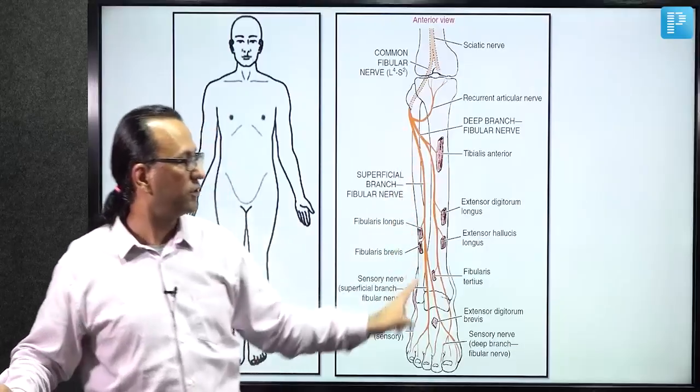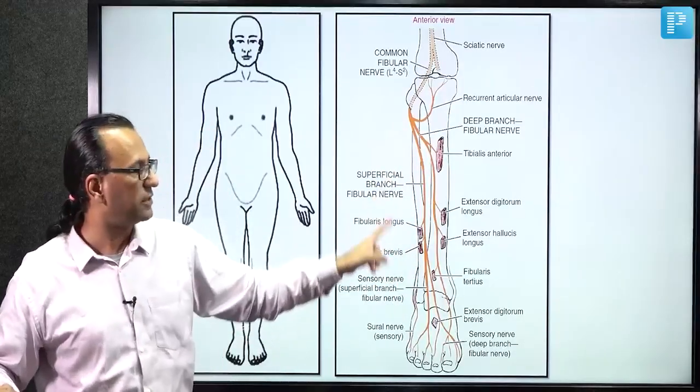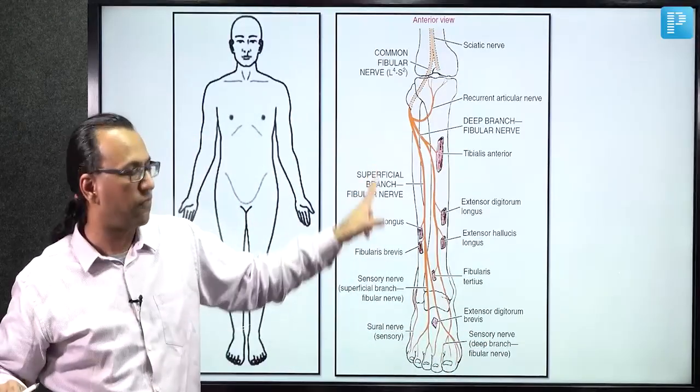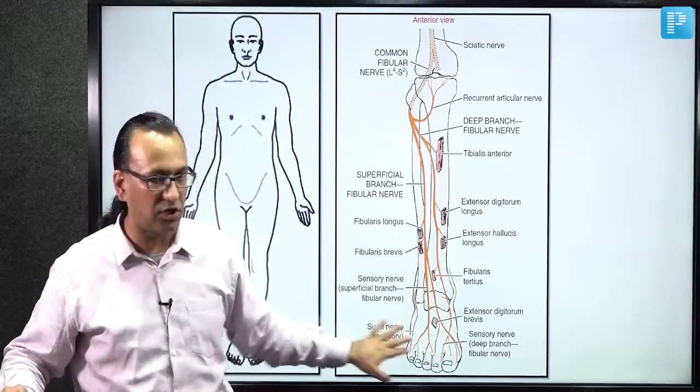Now the superficial peroneal nerve, which goes to the lateral leg compartment, supplies the lateral leg muscles, peroneus longus and brevis, which will turn the sole lateral. So the superficial peroneal nerve is the nerve of foot eversion and supplies most of the skin on the dorsum of the foot.